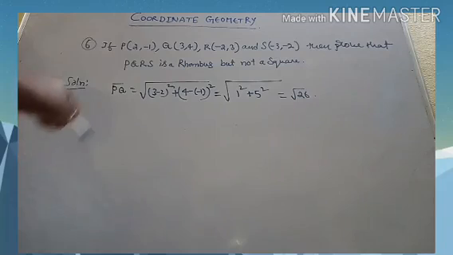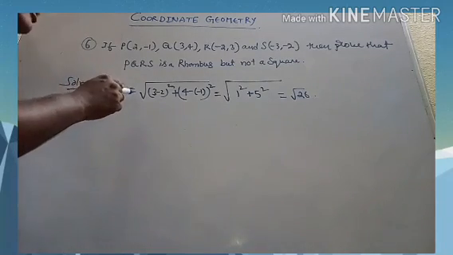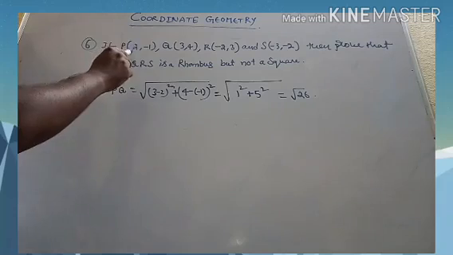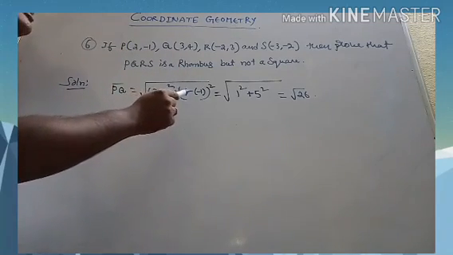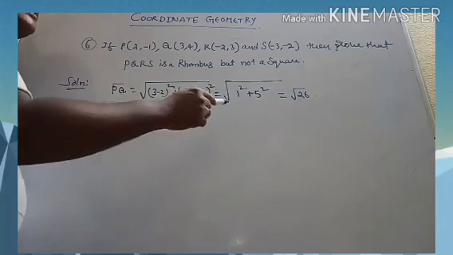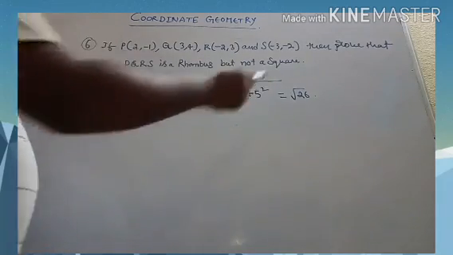P and Q are given as (x1, y1) and (x2, y2): square root of (x2 minus x1) whole square plus (y2 minus y1) whole square, and that equals, okay, (3 minus 2) whole square, 1 square, plus 5 square, root 26 we have got now.